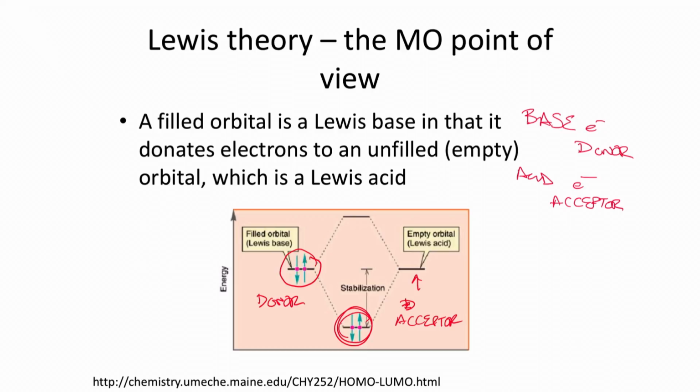And then right here is the bond that maybe forms, like a coordinate covalent bond, between the Lewis acid and the Lewis base. And so typically in a Lewis acid Lewis base reaction, you transfer electrons from a filled orbital to an unfilled or empty orbital.